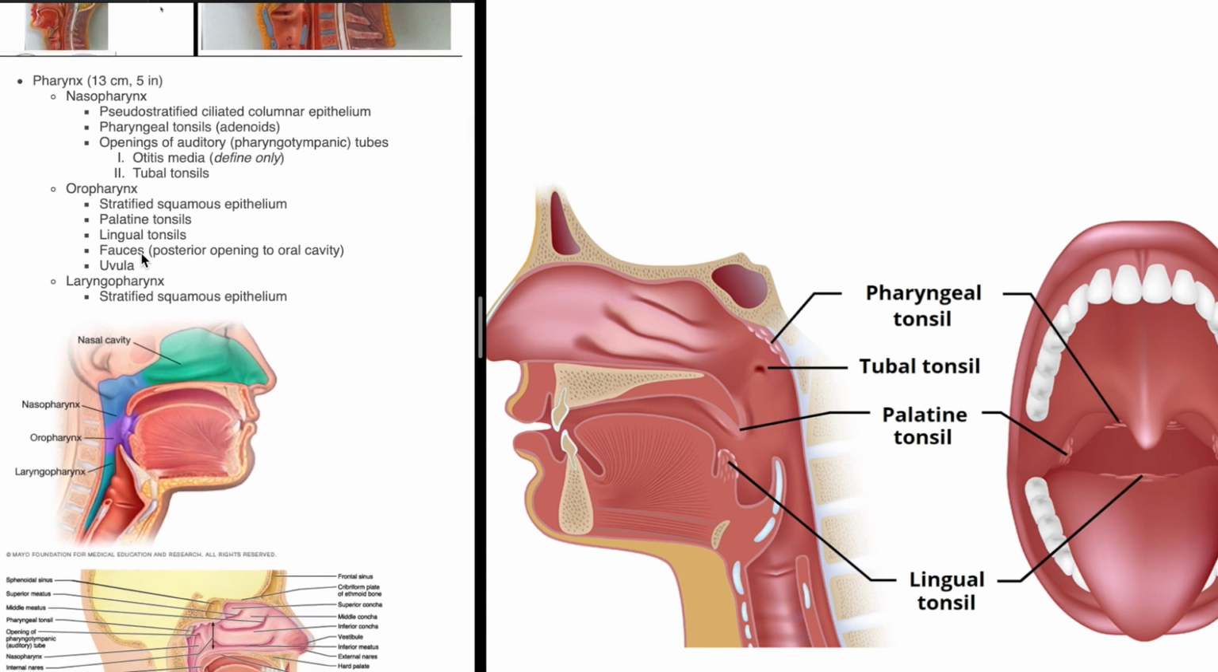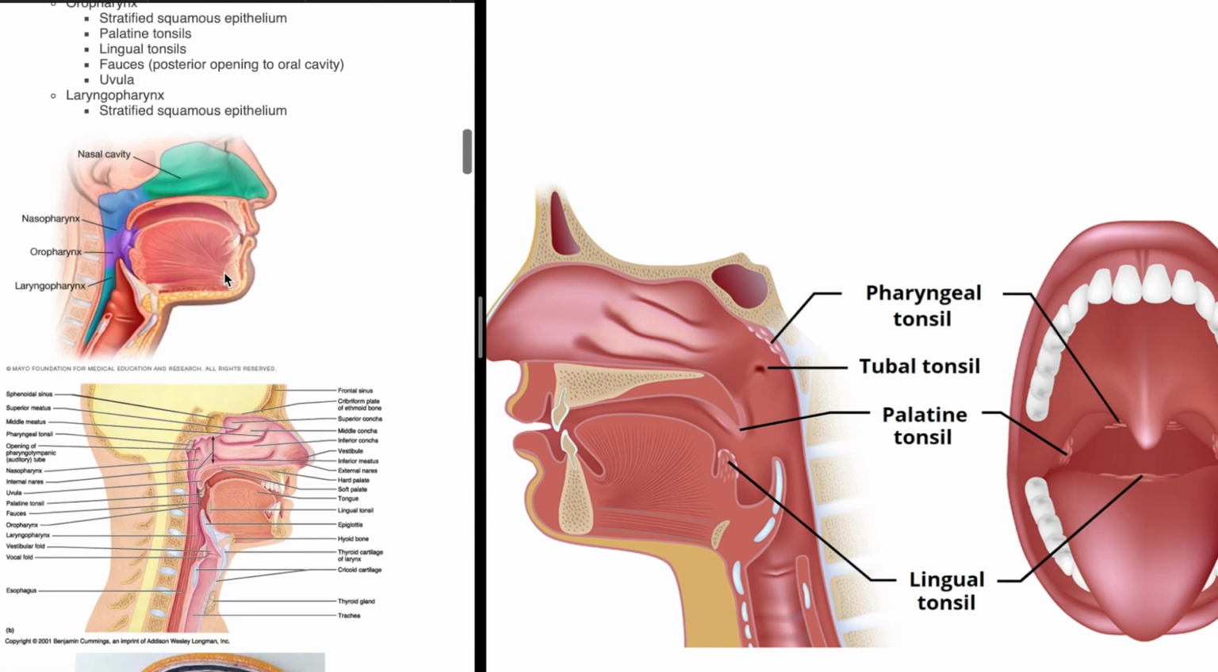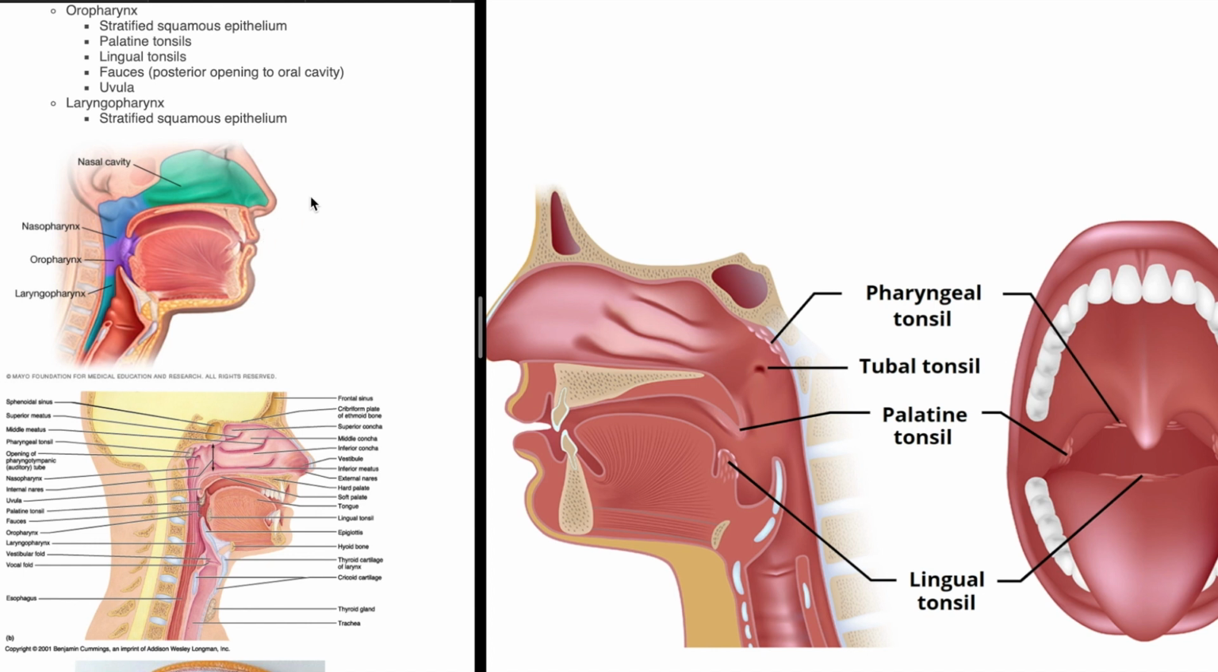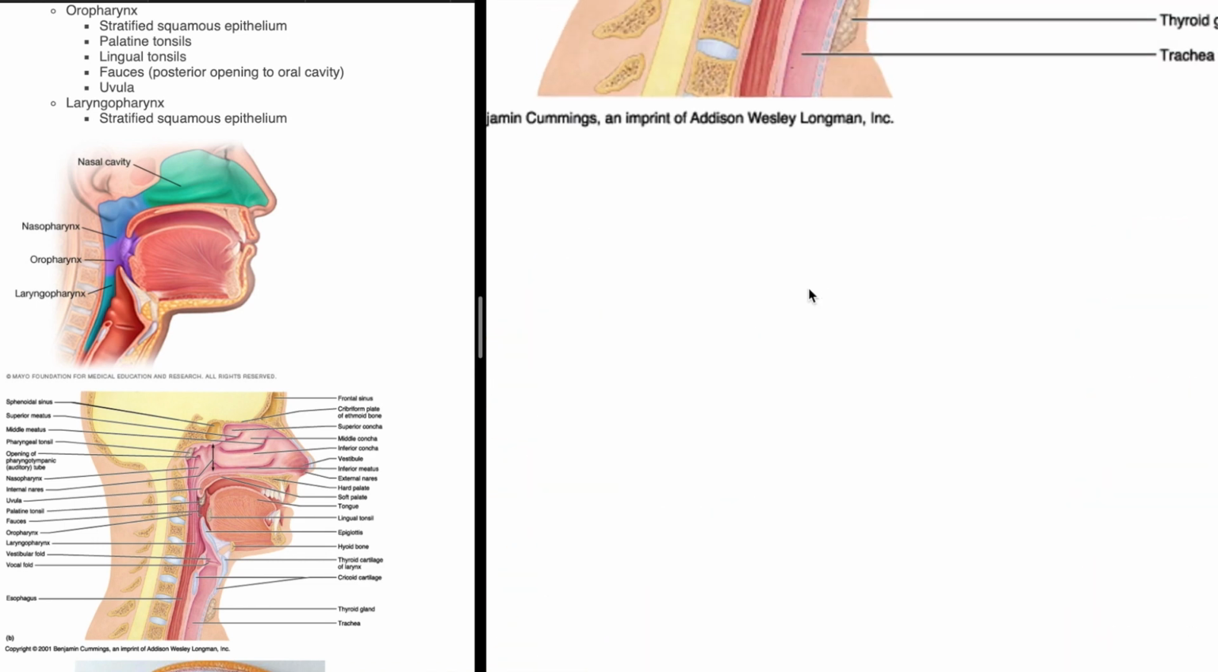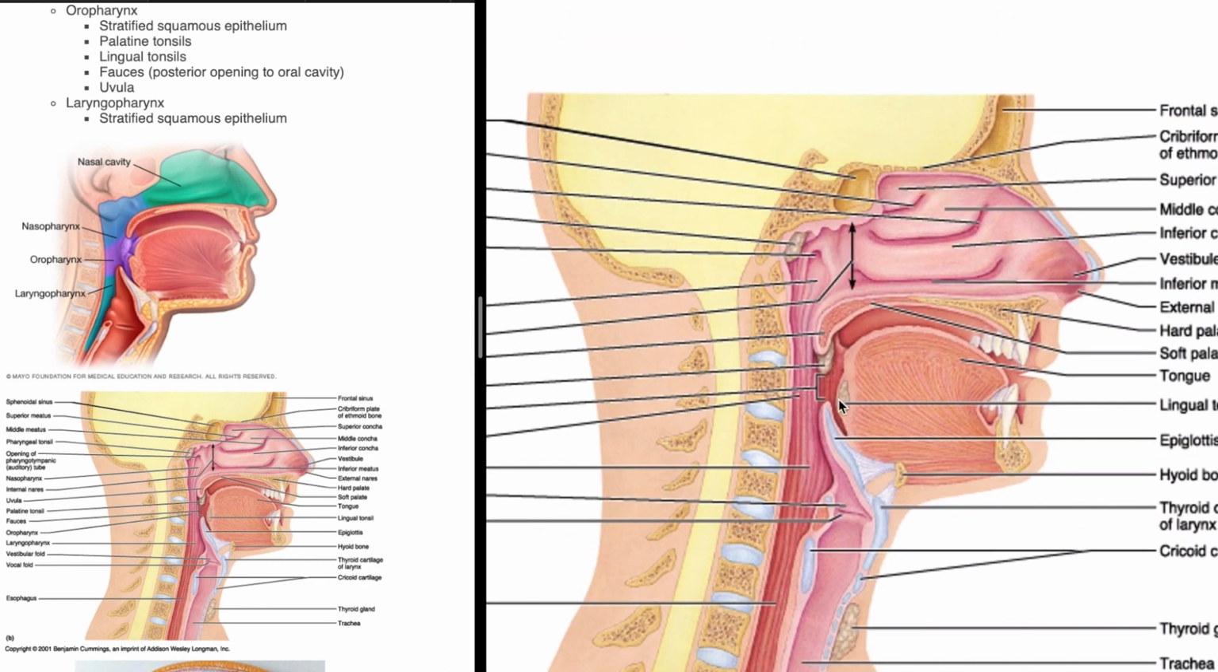Couple other terms here. Fauces. I'm not totally sure how to say that. I've literally never heard anybody say this term in reality. But basically, it is exactly what it says here: the posterior opening to the oral cavity. And then the uvula. This is the thing that hangs down in the back of your throat right here. So it's real easy to see from this perspective. It can be a little trickier here, but it's labeled off to the left side of this image, and it's pointed to right there. So that's the uvula.